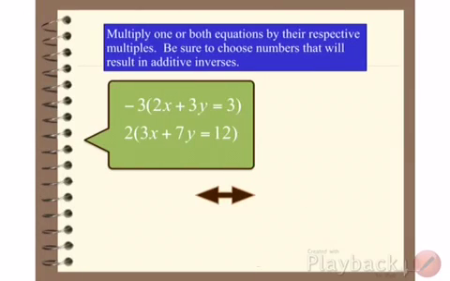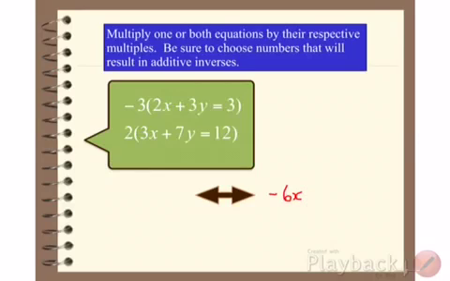So multiply one or both equations by their respective multiples, so that's why I'm multiplying the top by negative 3. And that way, if I multiply by negative 3, this becomes negative 6x already, and this one will be positive 6x, so I can just add them to cancel, which is easier than maybe subtracting because we get confused with signs.